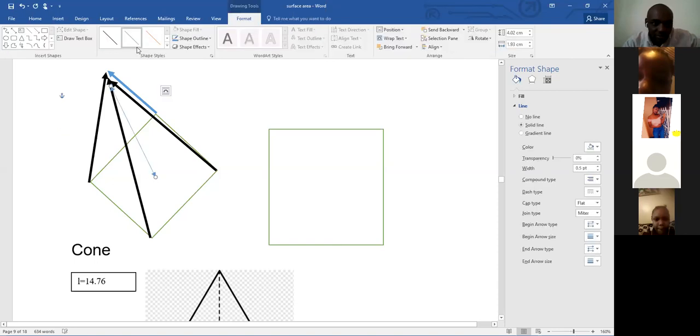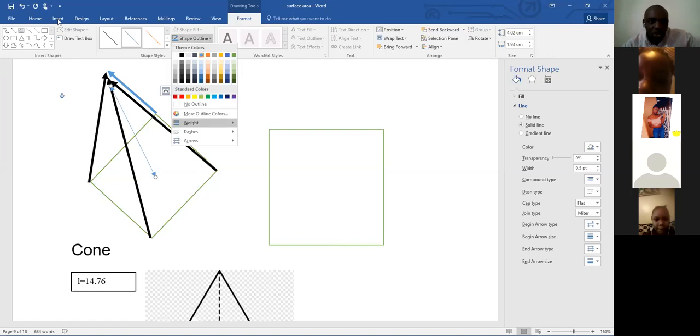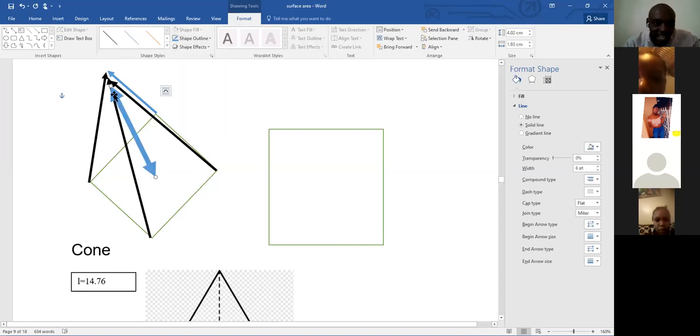There. Yes, I'm going to be doing exactly that. So whatever I've inserted here is the height. So the height of the cone H is perpendicular to the base. It means it makes an angle of 90 degrees with the base. The base is this one here.